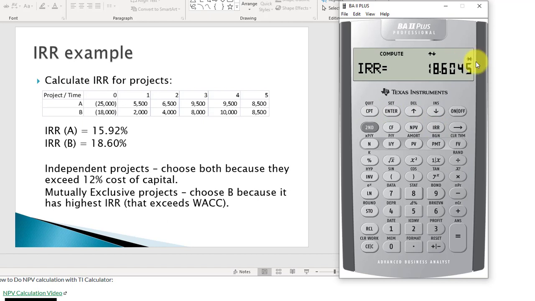By the way, whenever you have the star, that tells you that you've got the final answer. In the absence of that little star, you still have to compute the final number. So that is calculating IRRs with the TI BA2 Plus.